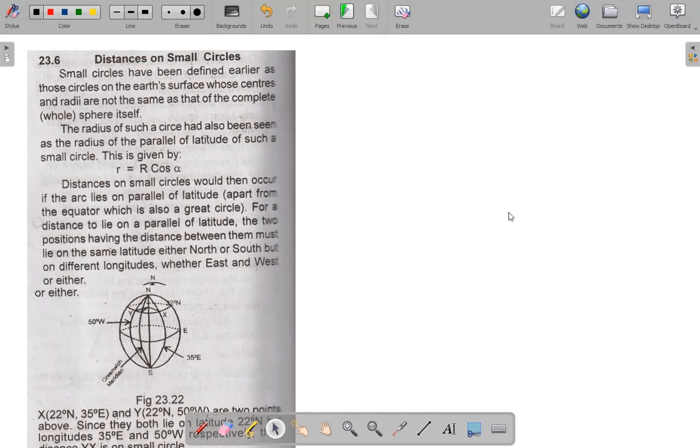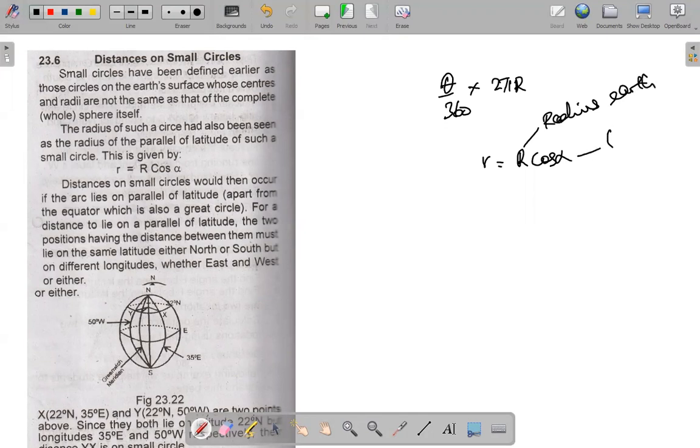So if the 2 points in question are on a latitude that is not the equator, that means the distance to be calculated is distance on a small circle. So how can we do that? The only difference here is that instead of using this formula, which is theta over 360 times 2 pi r, in this case, we will replace this r. Remember, for a small circle, we use small letter r, and small letter r is related with big letter R as r equals R cos alpha, where capital R is the radius of the earth, and alpha is the latitude in question.